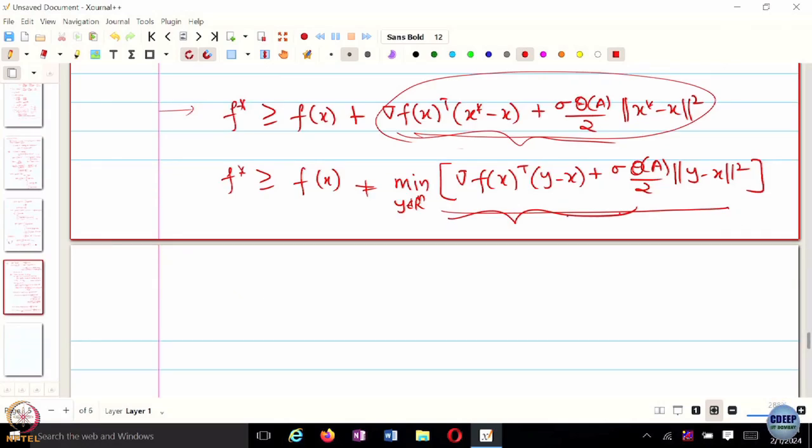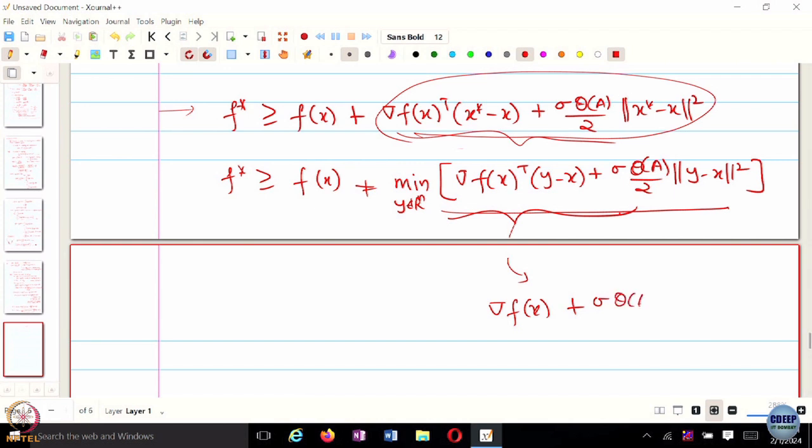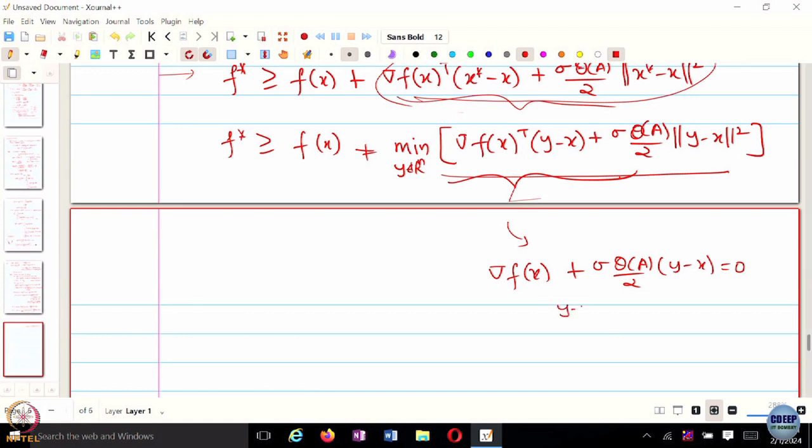Now the unconstrained minimizer of this with respect to y: gradient of f of x plus sigma theta A over 2 times (y minus x) should be equal to 0, right? Because this is an unconstrained minimization over y, that means y minus x is minus 2 over sigma theta A times the gradient of f of x.